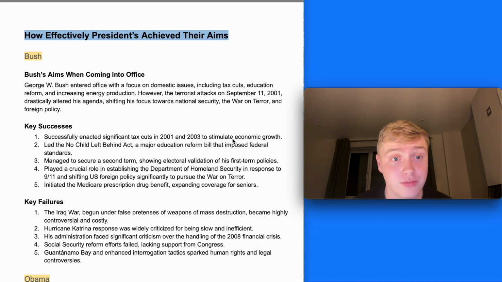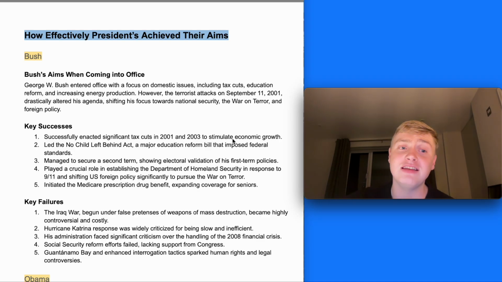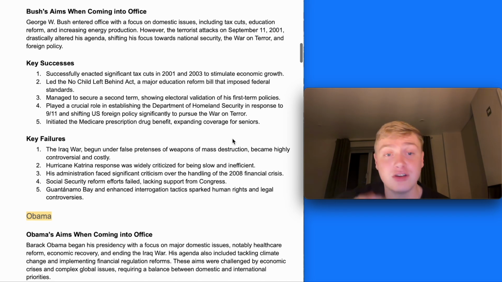So starting off with Bush, he entered office with a focus on domestic issues, including tax cuts, education reform, and increasing energy production. But the terrorist attacks of 9/11 drastically altered his agenda, shifting his focus towards national security, the war on terror, and foreign policy. In terms of key successes, he enacted significant tax cuts in 2001 and 2003.